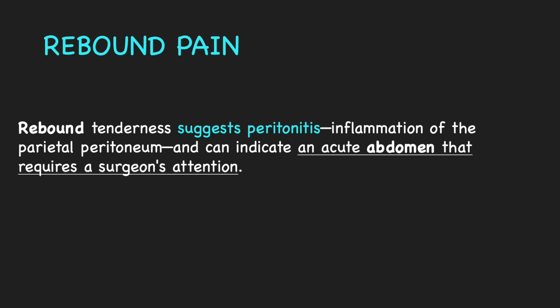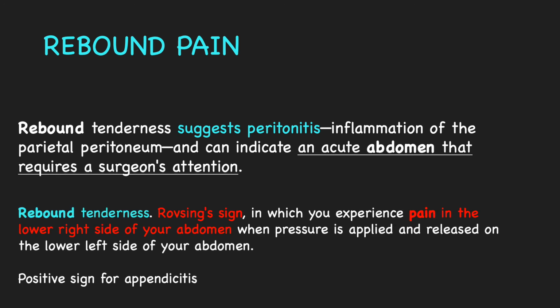Rebound pain is a strong suggestion of peritonitis. A patient who has a positive Rovsing's sign, that's when you have pain in the lower right side of your abdomen when pressure is applied and then released on the lower left side of your abdomen. And that Rovsing's sign is a positive sign for appendicitis.